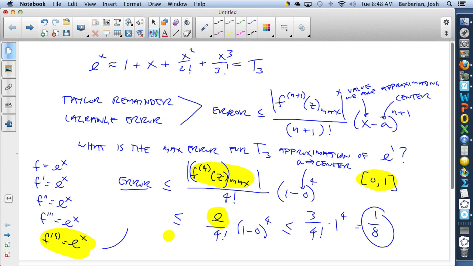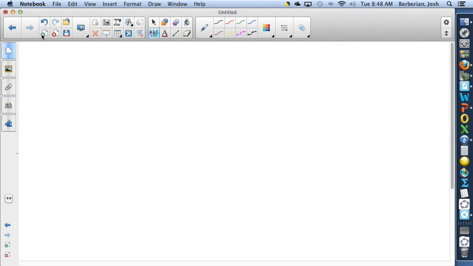Can we do another one? I thought it would be helpful. All right, so let's take sine x. What's that going to be? x minus x cubed over 3 factorial plus x to the 5th over 5 factorial. Sine of x is approximately equal to this, which is the 5th degree Taylor polynomial.